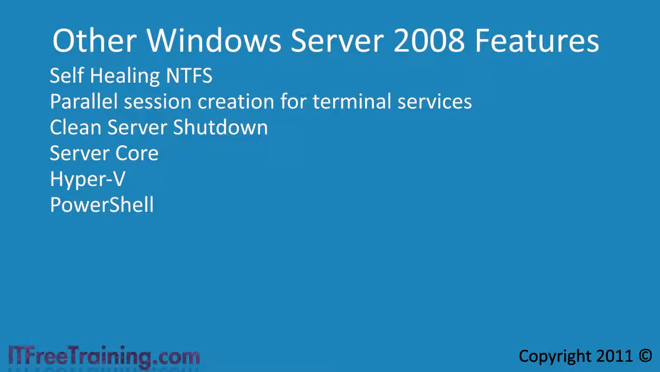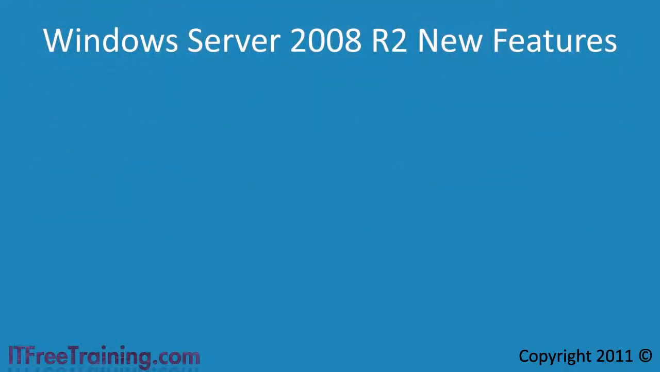The next features that I want to look at are the new features that are in Windows Server 2008 R2. The first feature is Branch Cache. Branch Cache allows files to be cached on a local network rather than copying them over the wide area network again.